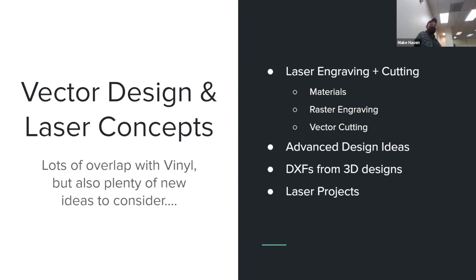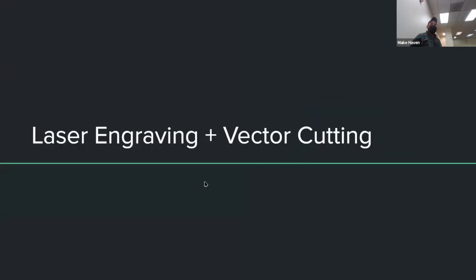So we're going to talk about engraving and cutting. We'll talk about different materials, raster and vector, and how that fits in this context. We'll talk about some advanced design ideas, some DXFs and what those things are, and then laser projects to go along with it. There's a ton of overlap between this and the vinyl cutter work, but it's good to think about what the differences are and those distinction points where you'd want to change your design. So, laser engraving and vector cutting.